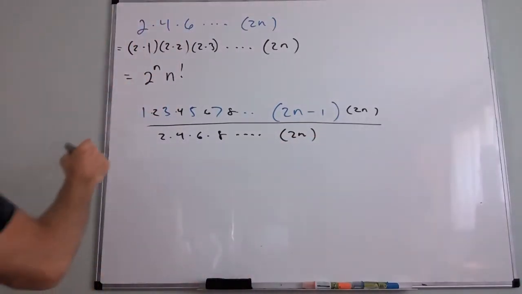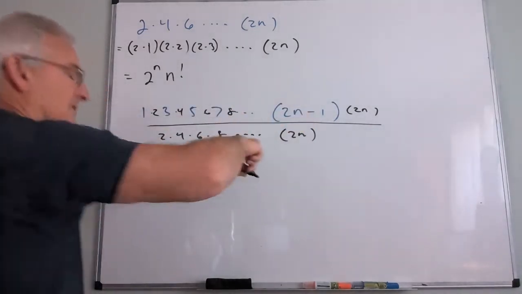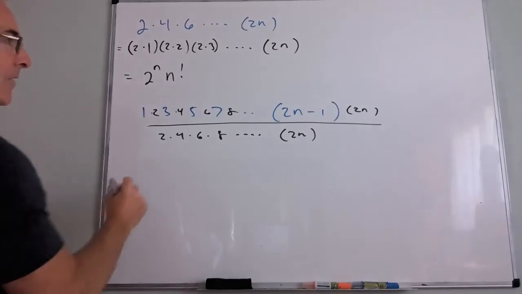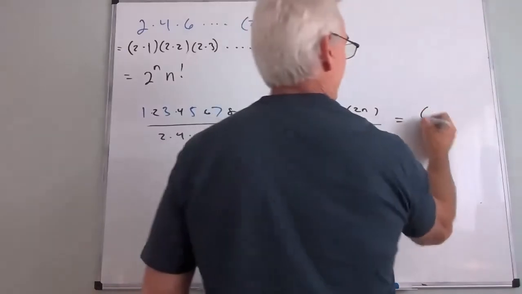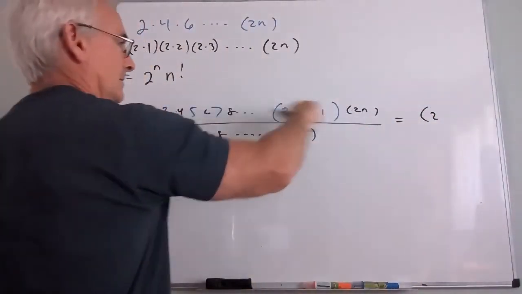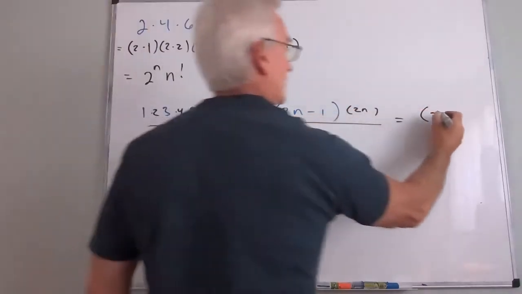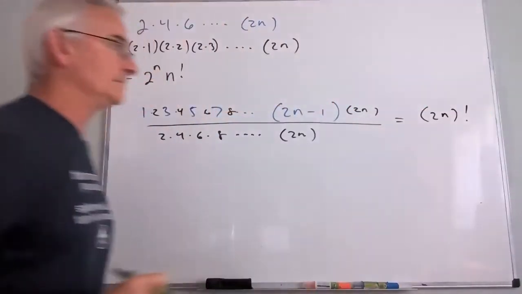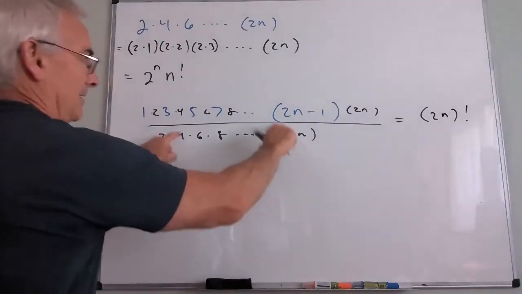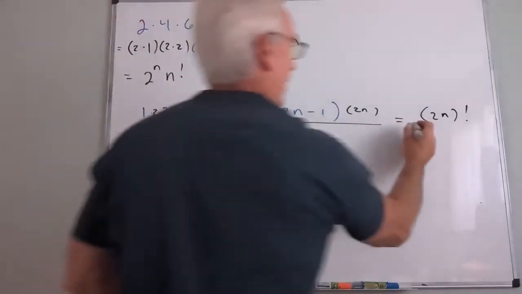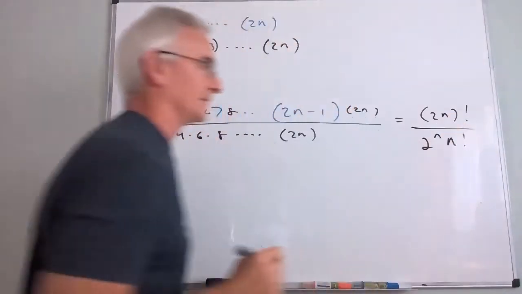Yeah. Can I now say that 1, 3, 5, 7, 9 up to 2n minus 1 and this are exactly the same thing? Yes, I can. Oh, and by the way, what's my numerator? Not 2 to the n. Numerator. My numerator is just 2n factorial. The factorial has to go outside the parentheses. And now what's my denominator? That's 2 to the n, and n factorial. Oh, that is cool. What do you think?